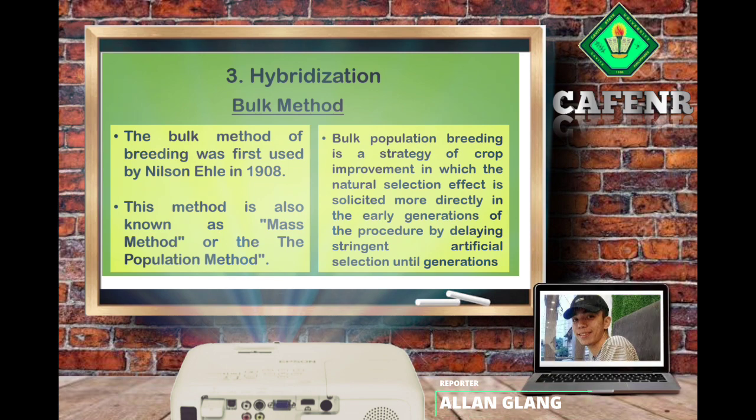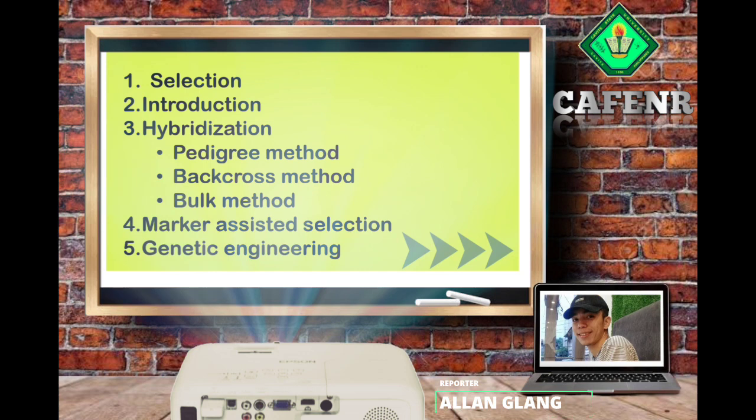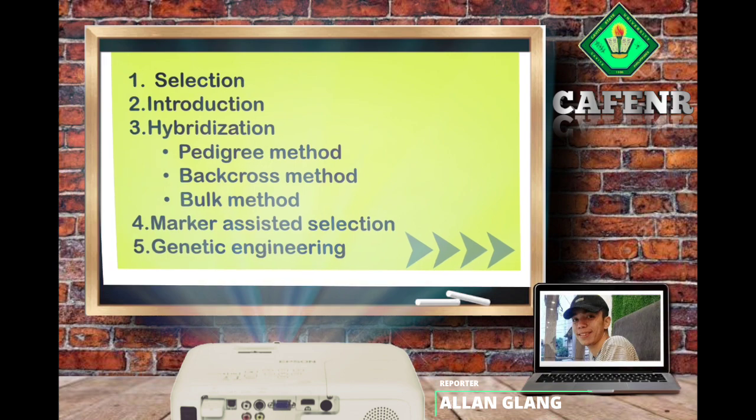Marker-assisted selection. Genetic engineering. Genetic engineering is the process of using recombinant DNA, rDNA technology, to alter the genetic makeup of an organism. Traditionally, humans have manipulated genomes indirectly by controlling breeding and selecting offspring and desired traits.